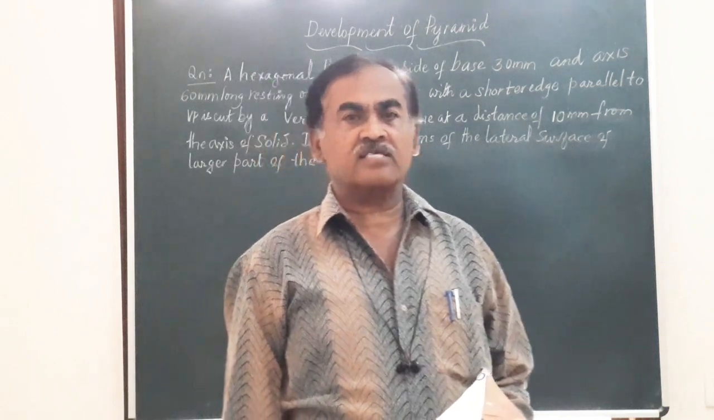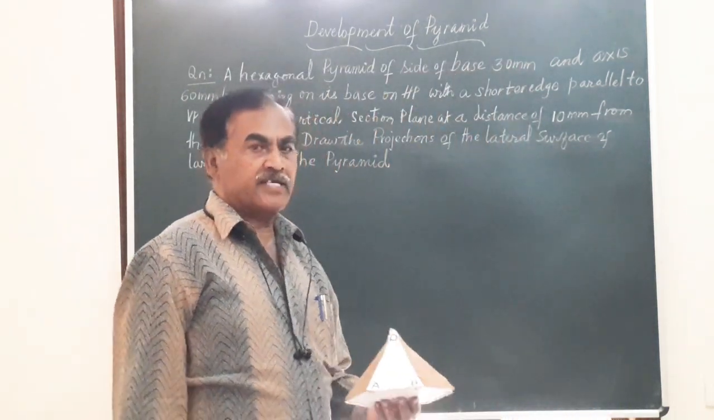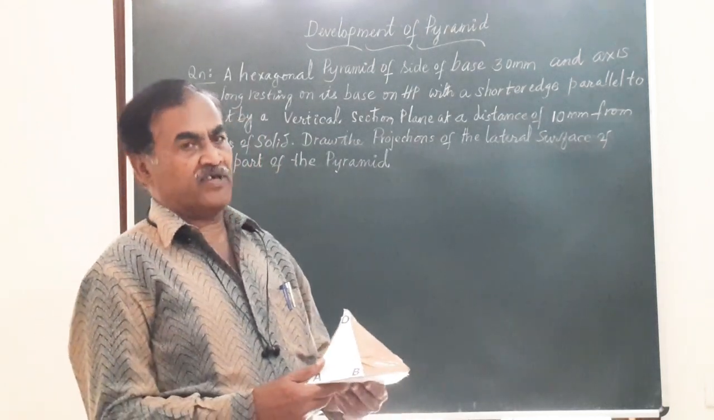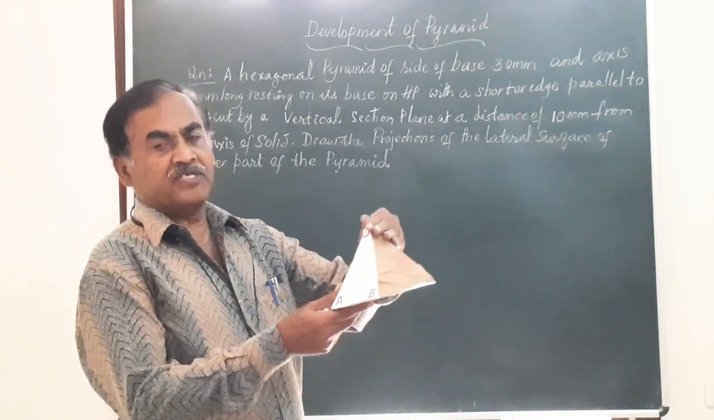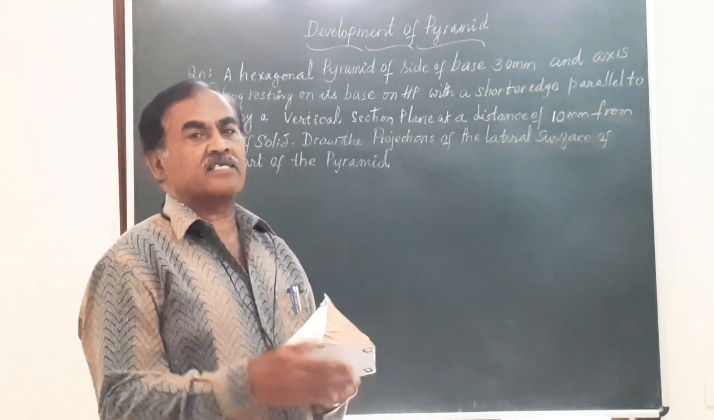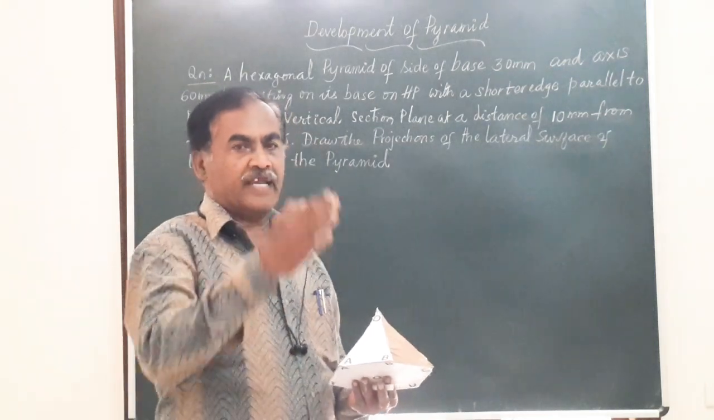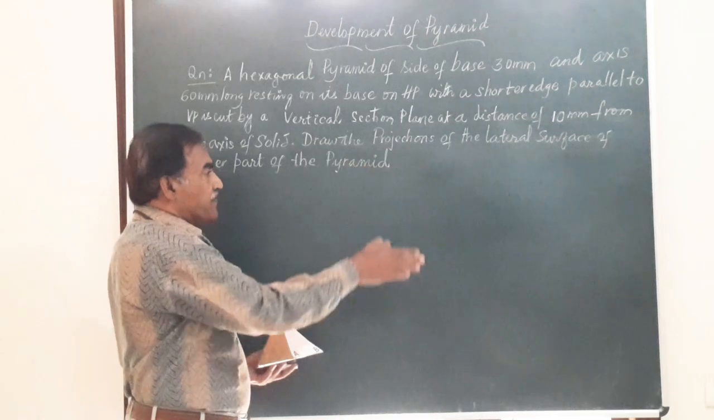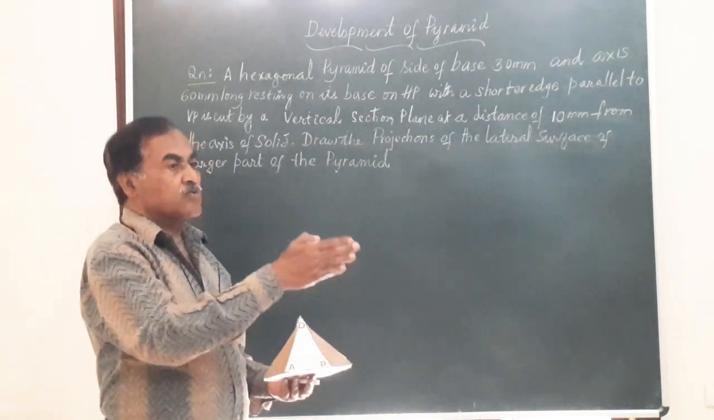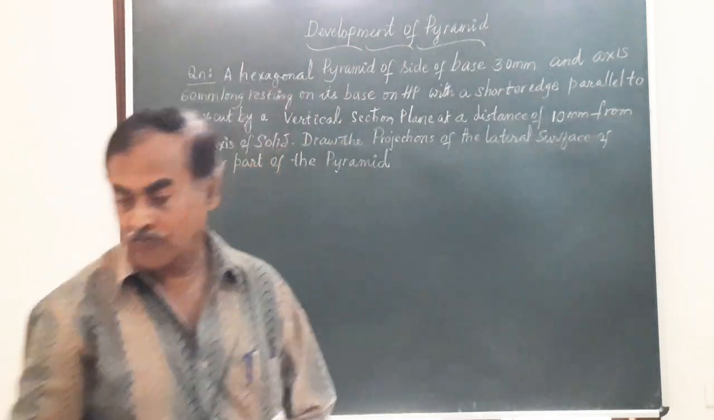Friends, in today's session, we are going to study the development of the lateral surface of a hexagonal pyramid which is cut by a vertical section plane. When I say a vertical section plane, it is a plane or a sharp cutting edge which is running parallel to VP. So this vertical section plane is seen as a line in the top view.